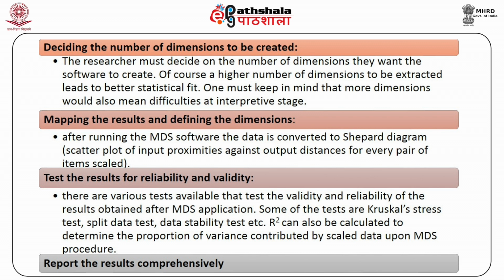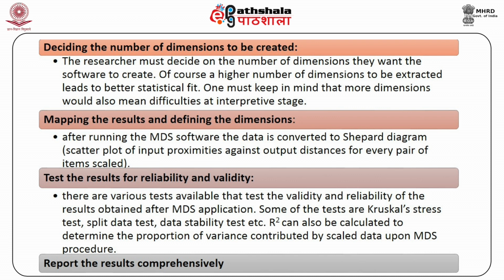The next step that we may follow is mapping the results and defining the dimensions. After running the MDS software, the data is converted to a Shepard diagram. A Shepard diagram is the scatter plot of input proximities against the output distances for every pair of items scaled.